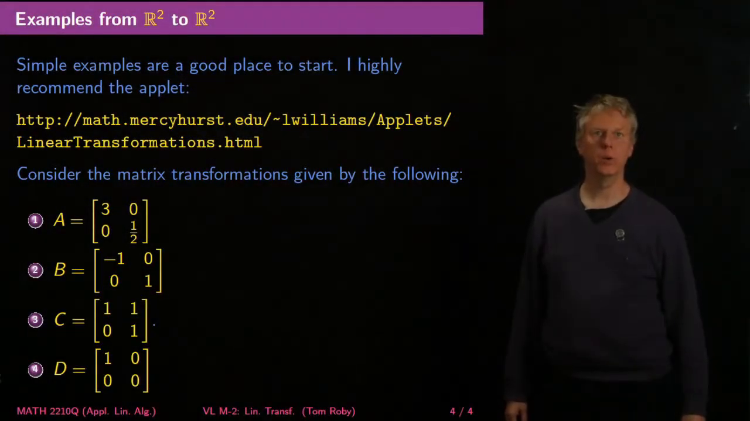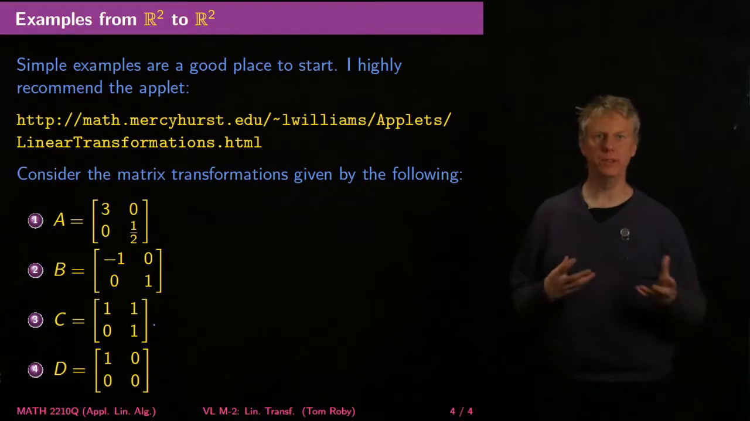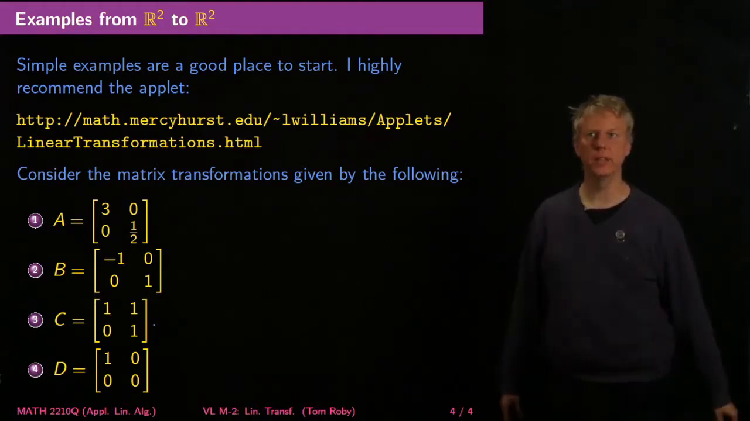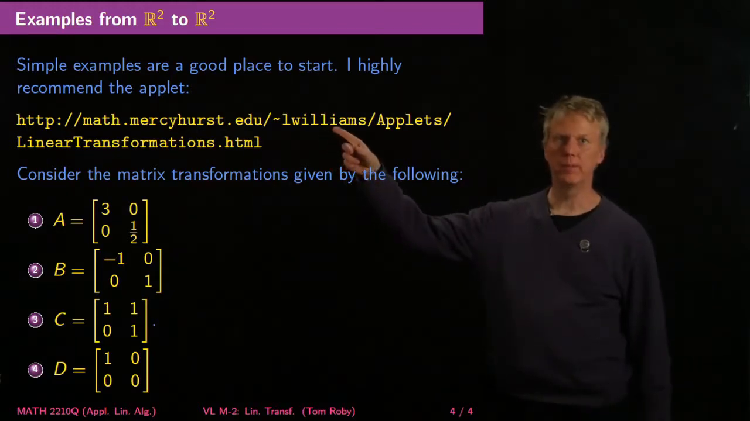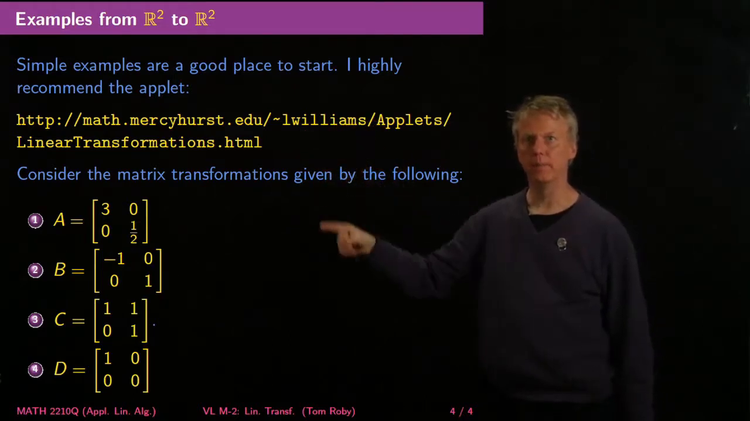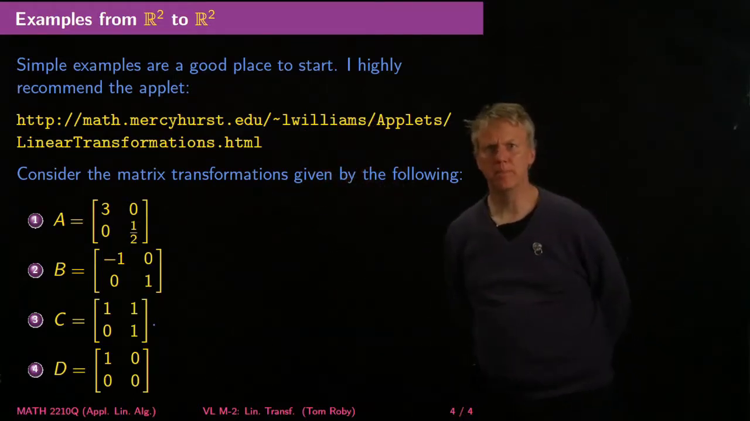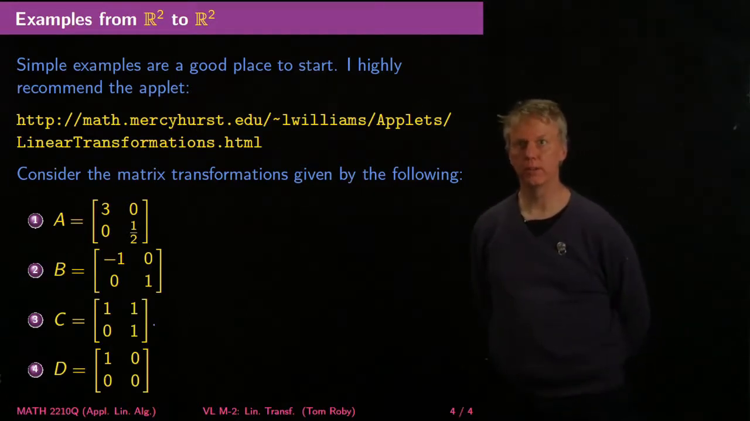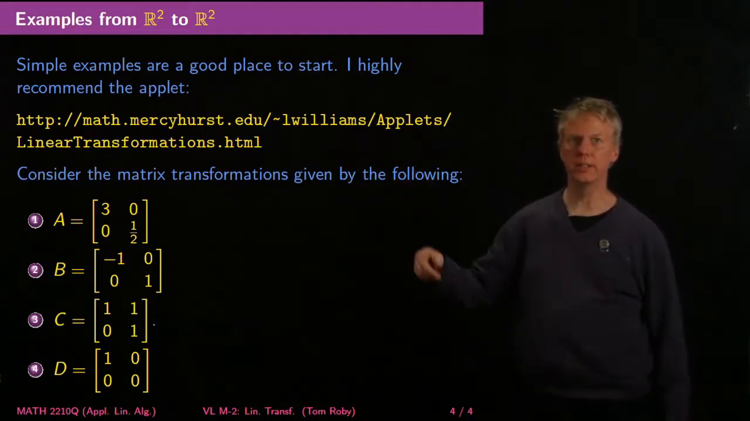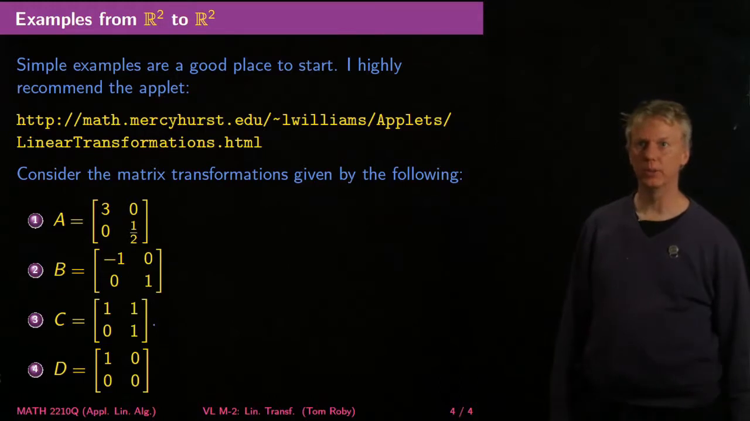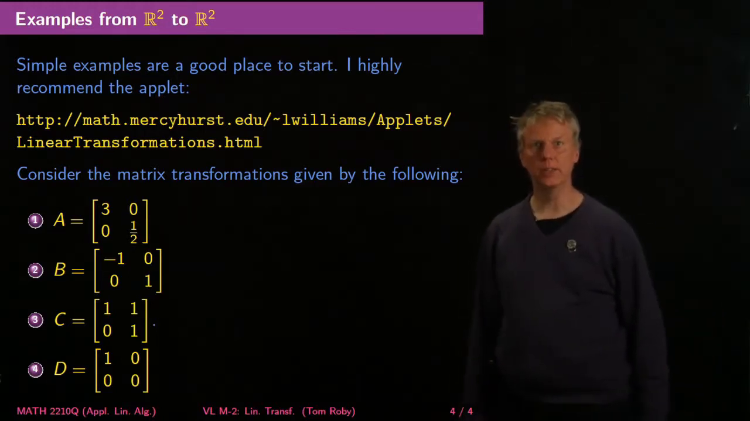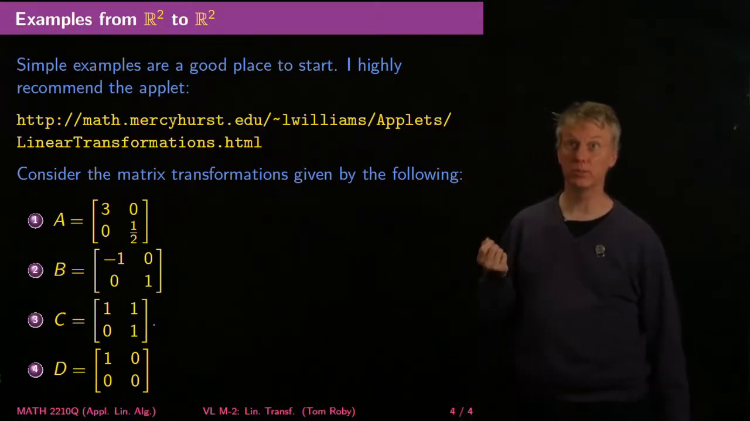So one good thing, you should always look at simple examples when you're first trying to learn something, and that'll give you some fodder so that you can understand the theory and understand more complicated examples. One thing I highly recommend is an applet by a professor named Lauren Williams at Mercyhurst University. That's the URL that has it. It should also be linked. We'll post it somewhere on the LMS, or it's on my linear algebra homepages. That's a really good thing to play with different kinds of standard linear transformations from R2 to R2.